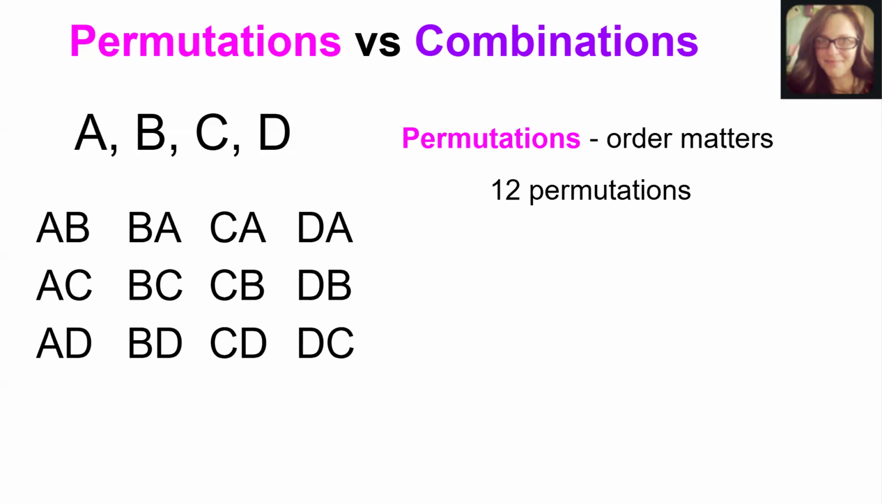Permutations are when order matters. We have 12 permutations, with four letters choosing two at a time.